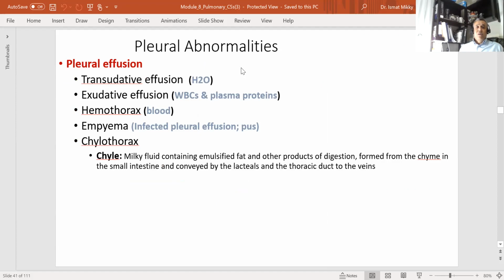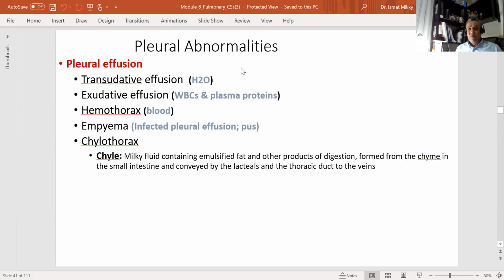Pleural effusion, which can also be classified as the effusion of fluid, like transudative or exudative. An exudate would be white blood cells, plasma, proteins, or blood, like hemothorax, or pus drainage.